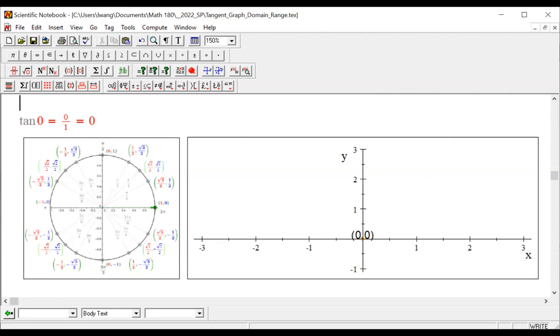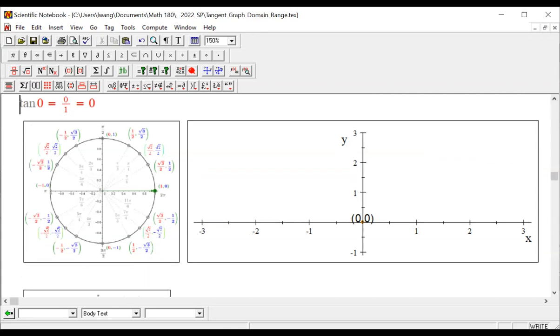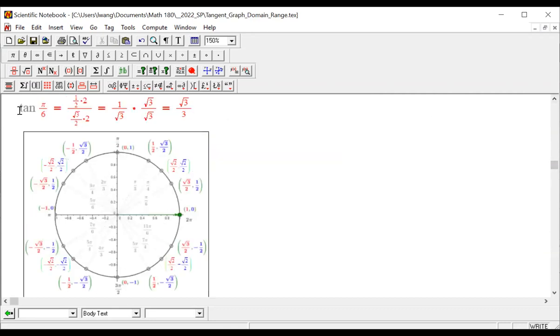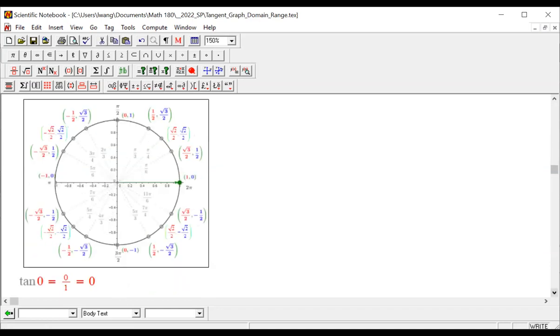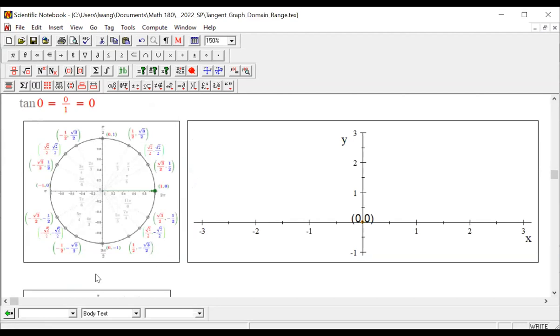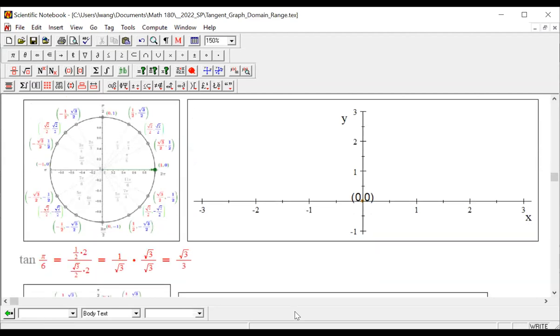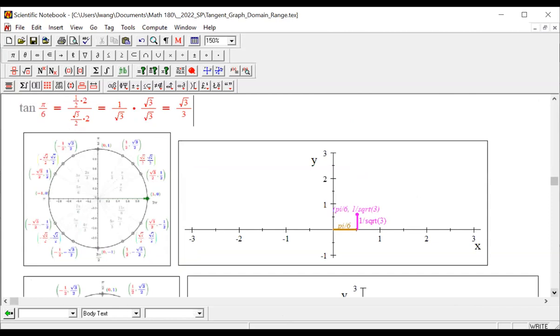But it means when the input is 0 degree or 0 radian, the output, the tangent ratio, is 0. And the next one, right? We just find out tangent pi over 6. Okay, tangent pi over 6 is square root 3 over 3. So now how do we graph this? We graph them in almost the same way.